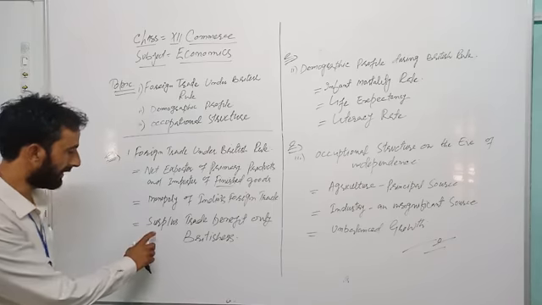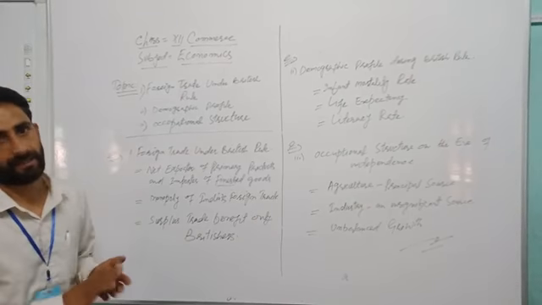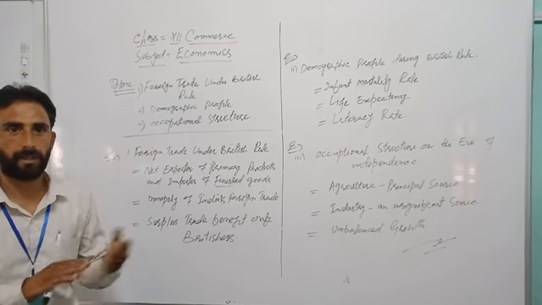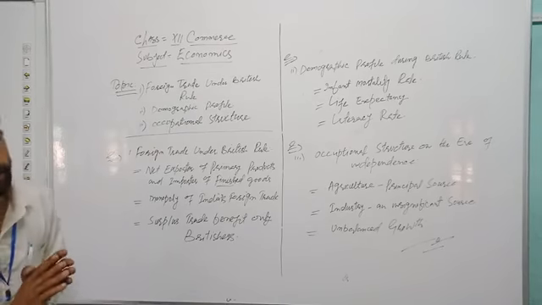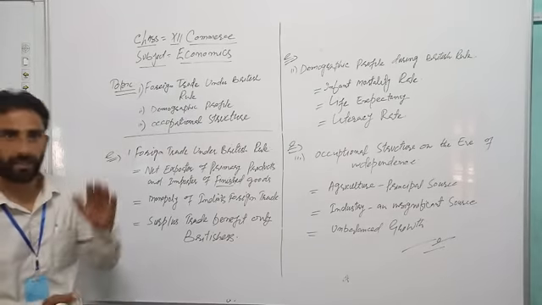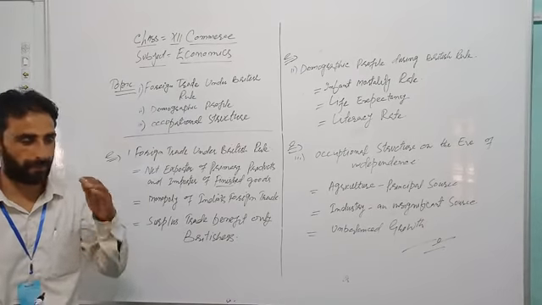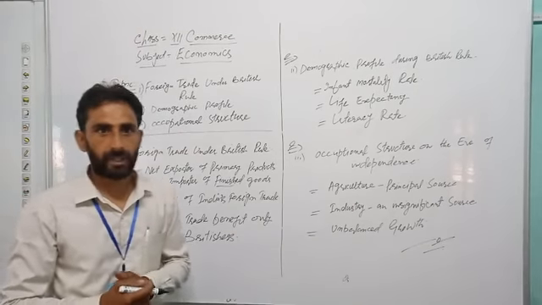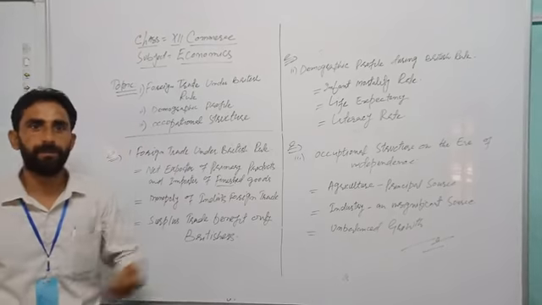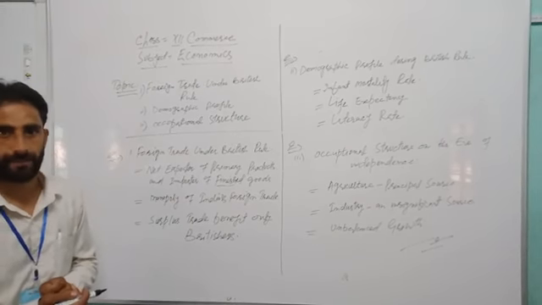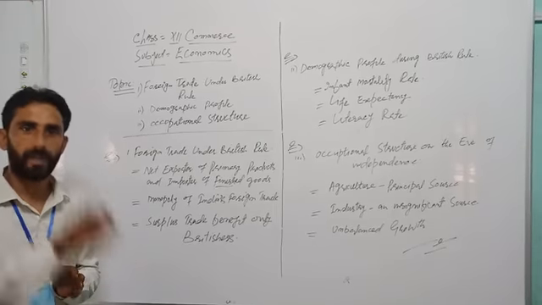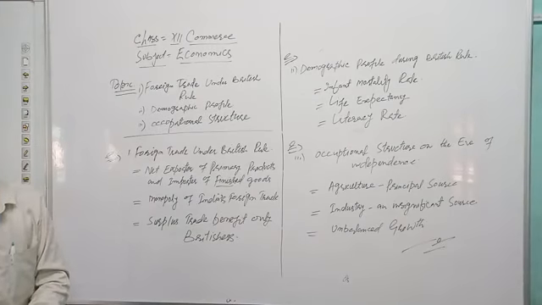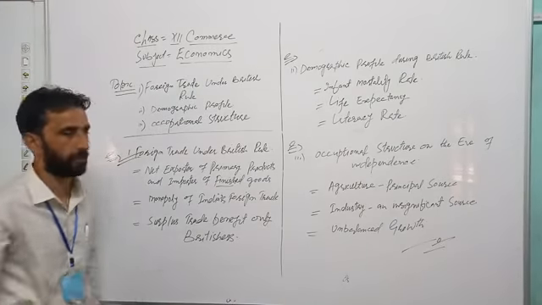Next is that the surplus trade benefited only Britishers. The surplus trade prevailing in the Indian economy during British rule benefited only Britishers, because they took raw material and primary products from India at very low cost, and after producing finished goods in Britain, they got huge prices for them. The main profit went to Britishers, not Indian people. This is the discussion regarding India's foreign trade during British rule.